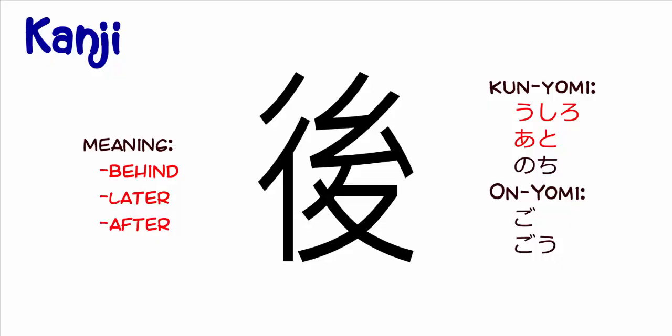始めましょう。Okay, this is 後 kanji. Kunyomis are ushiro, ato, nochi, of which here we will only talk about ushiro and ato. And onyomis are go and kou, which we don't need here for now. At the end, the meanings are behind, later, and after. Now let's see how to make a sentence with it.